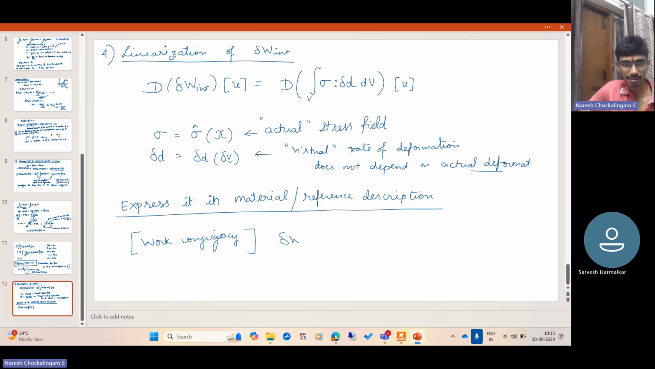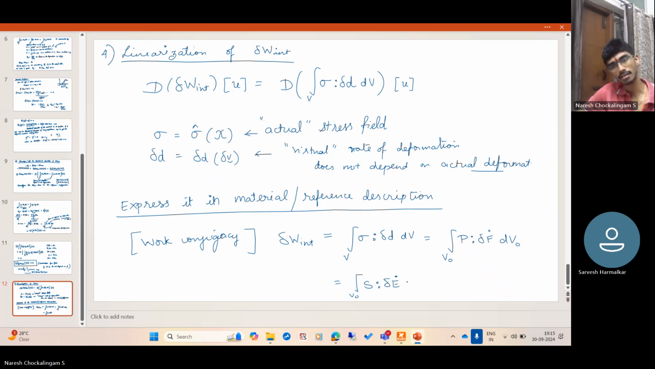Where we said the internal virtual work done is equal to sigma inner product with del d dv. What is this equal to? This is equal to the integral over the reference volume of P double dot del F dot dv naught. This is also equal to the integral over the reference volume of S double dot del E dot dv naught. And we also had other referential descriptions of the internal virtual work done. So let us start with this.